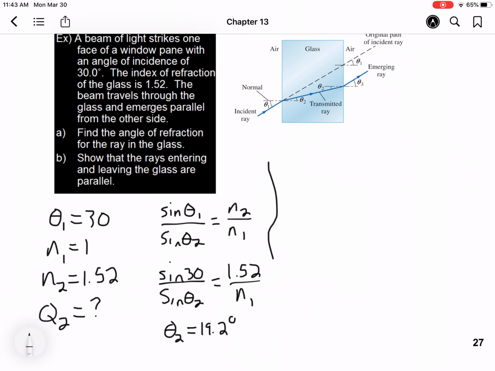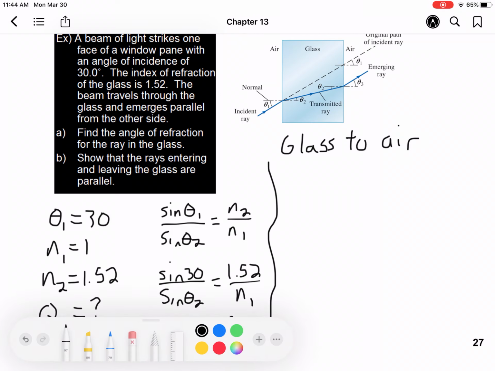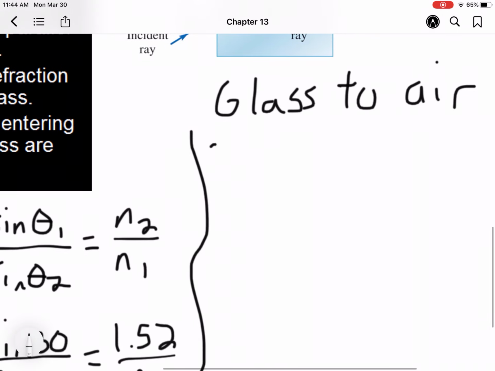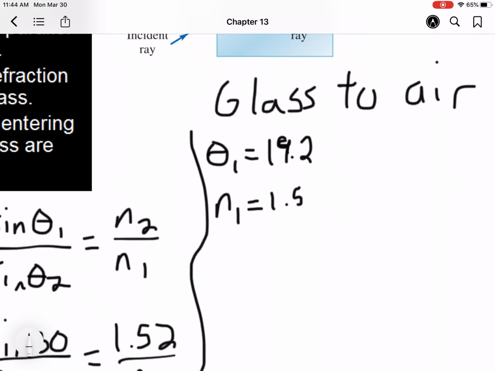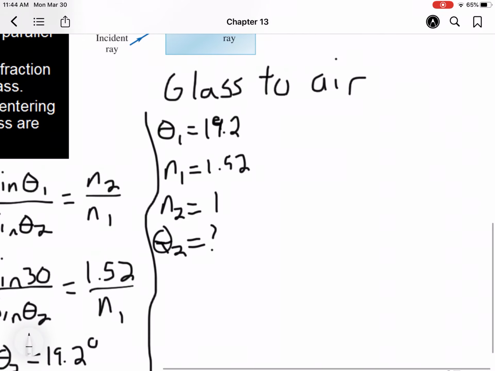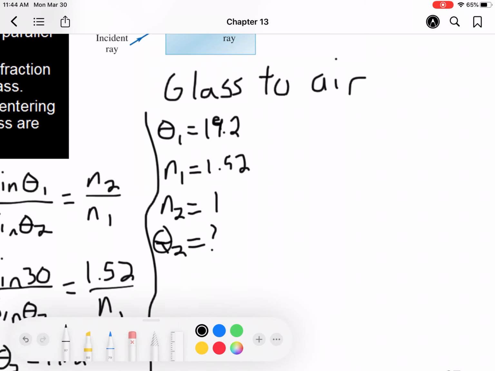So now we're going to do the second part of the question, where now I'm in the glass and I'm going out to air. So this is where I'm in the glass to the air. All right, so now I know my original angle. My first angle is 19.2. Don't round that number if you don't have to in your calculator. Then my N1 is now 1.52, and my N2 is just 1. And I'm looking for angle 2. Notice again, the biggest difference here is that the N1 and N2 switch.